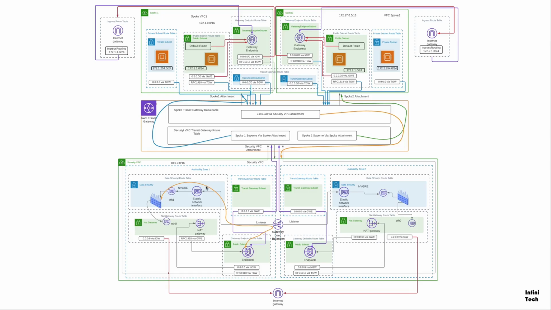The return traffic will be leaving out the same door it came in through. This lands the packet back in the gateway endpoint, which is in the spoke gateway endpoint route table. The route table is in the same supernet as the EC2 instance, so traffic gets sent to the EC2 instance.